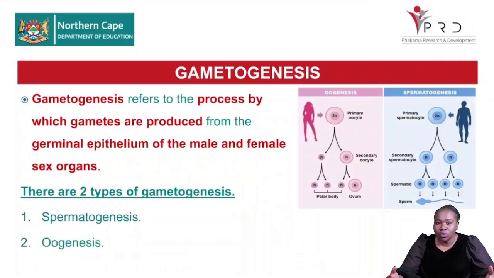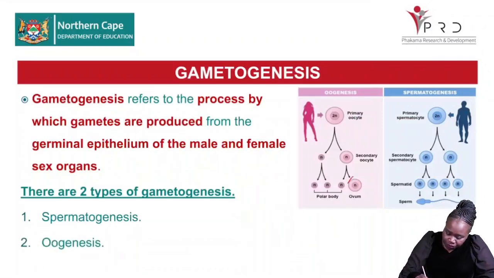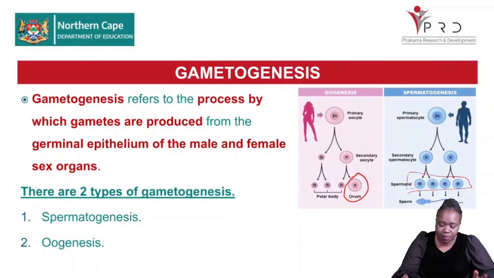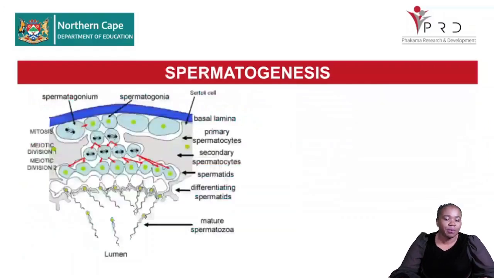So we're going to look at the production of the ovum during oogenesis, and we're also going to look at the production of sperm cells during spermatogenesis. So we're just going to have a look at what process takes place for these two gametes to be produced, basically.